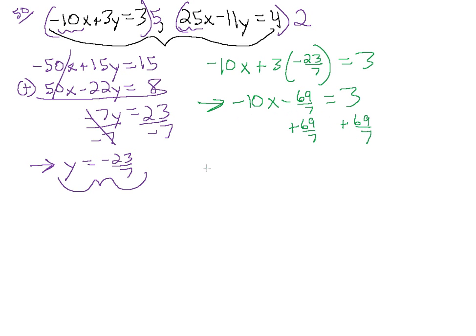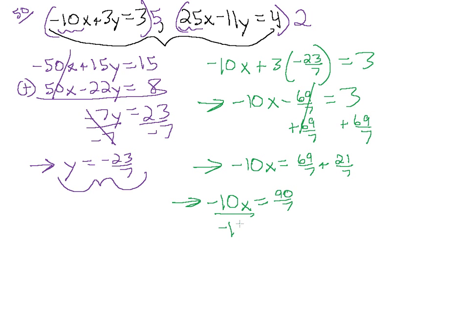This is very simple. We should be very good at this by now. These two terms cancel, so we have minus 10x equals 69 over 7 plus 3. 3 is the same as 21 over 7. We're just converting 3 into a rational number with a denominator of 7, so we can combine these two fractions in the next step. We have minus 10x equals 69 and 21 gives us 90 over 7. Let's divide both sides by a negative 10, in this case a negative 10 over 1, so we can deal with two fractions.